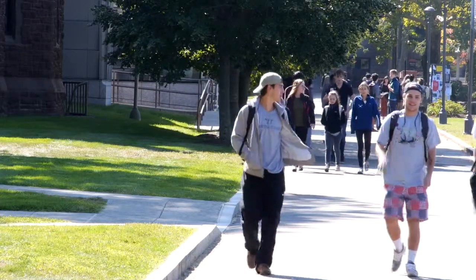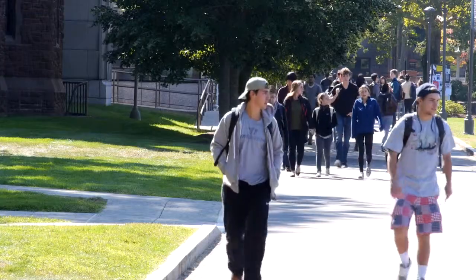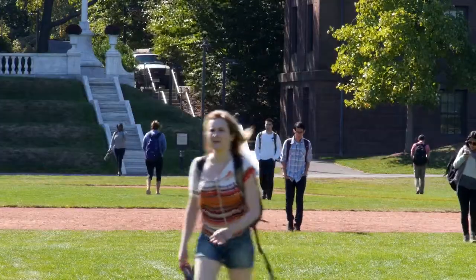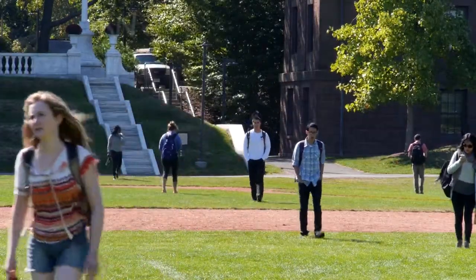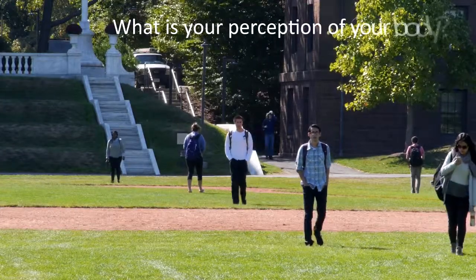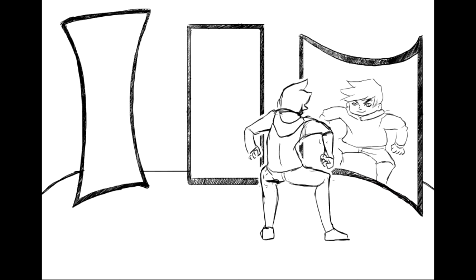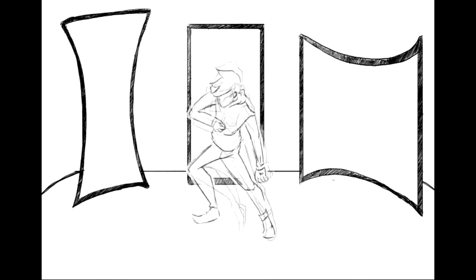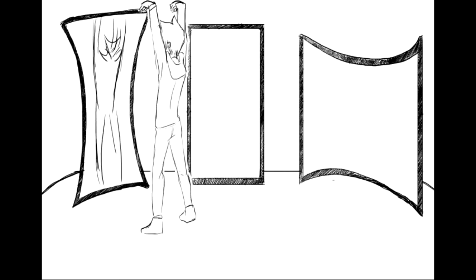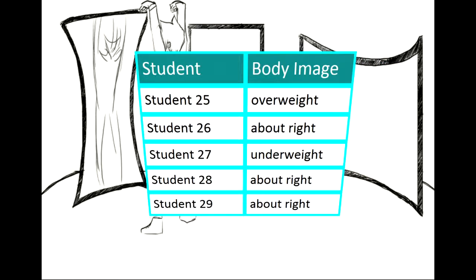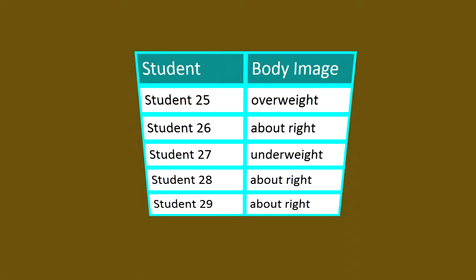Here's an example. A random sample of 1,200 U.S. college students were asked the following questions as part of a larger survey. What's your perception of your own body? Do you feel that you're overweight? About right. Or underweight? This table shows part of the data, 5 of the 1,200 observations.